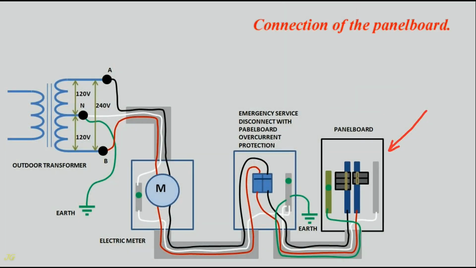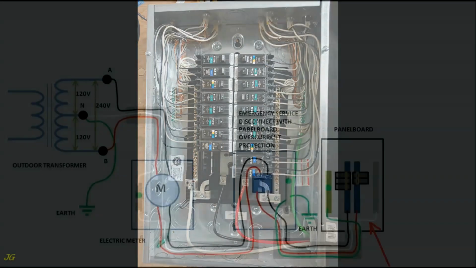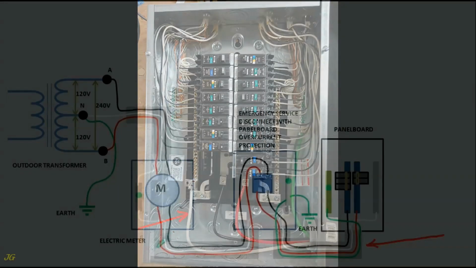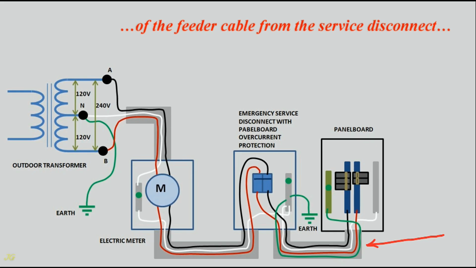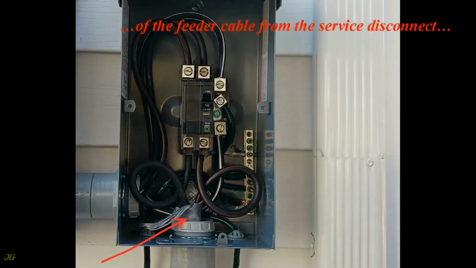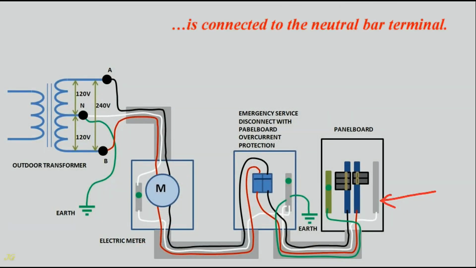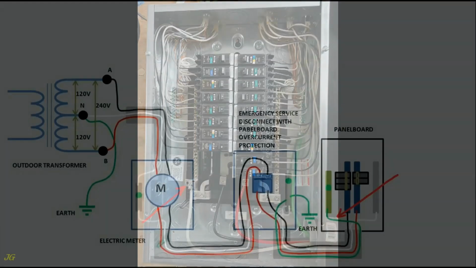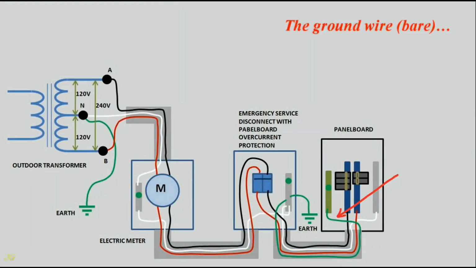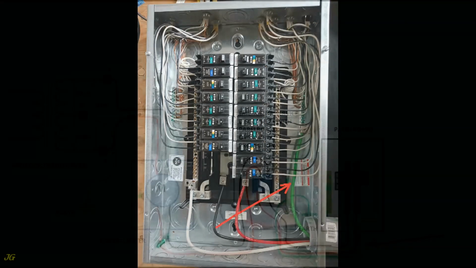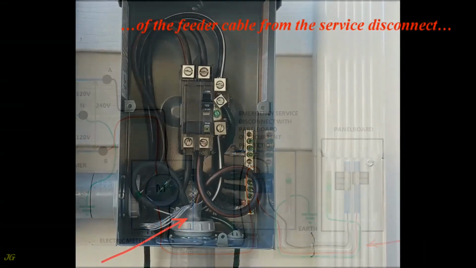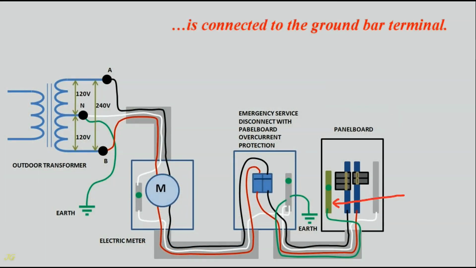Connection of the panel board. The neutral wire, white, of the feeder cable from the service disconnect is connected to the neutral bar terminal. The ground wire, bare, of the feeder cable from the service disconnect is connected to the ground bar terminal.